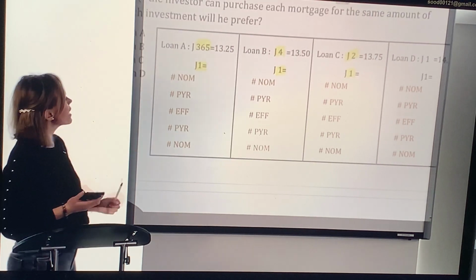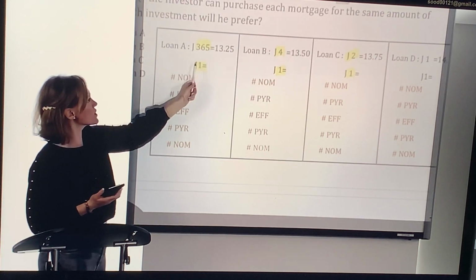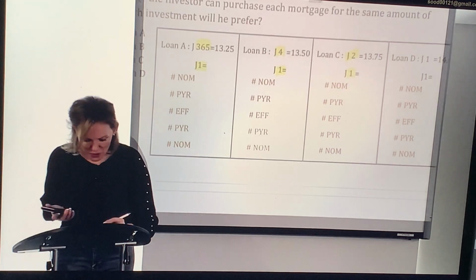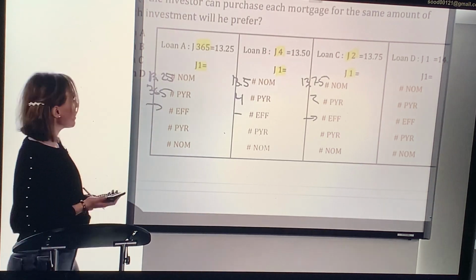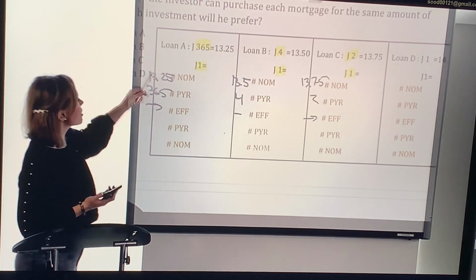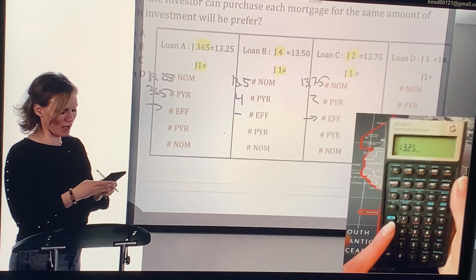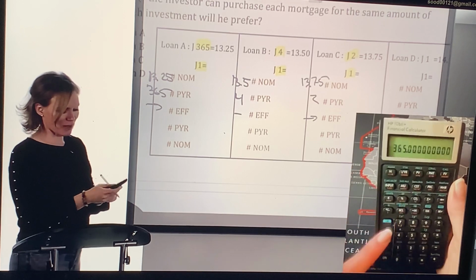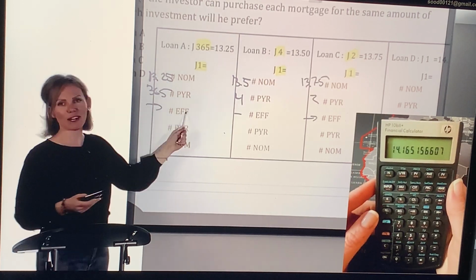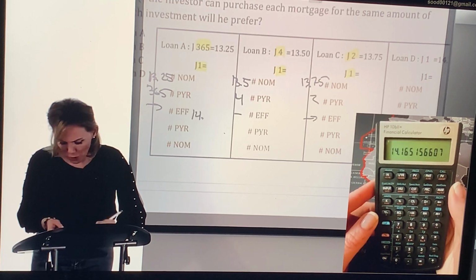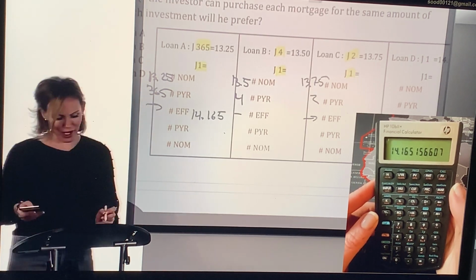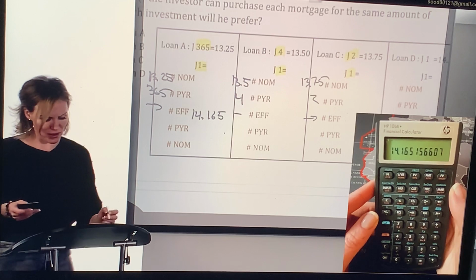Okay, so loan A, we have J365 equals 13.25. We're going to convert it to J1. Okay, so I just wrote it down for myself. It's kind of messy, but you can probably get through. Okay, so let's do the first one, 13.25, shift nom, 365, shift PYR, shift effective. When you press effective, it automatically changes to J1, and we can check and we can stop right here. So mine came up to 14.165. Okay, so that is the first conversion. So that's my J1 that comes up to.